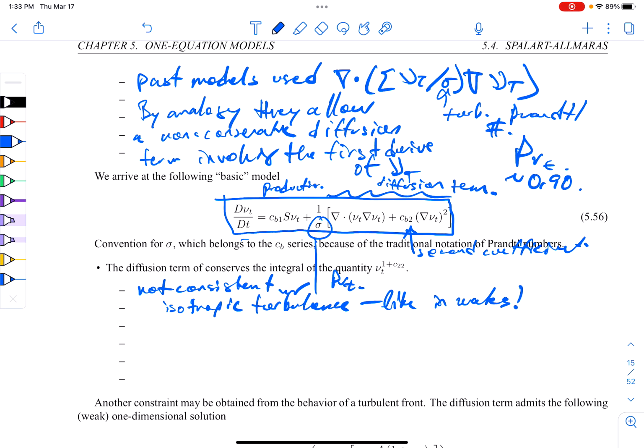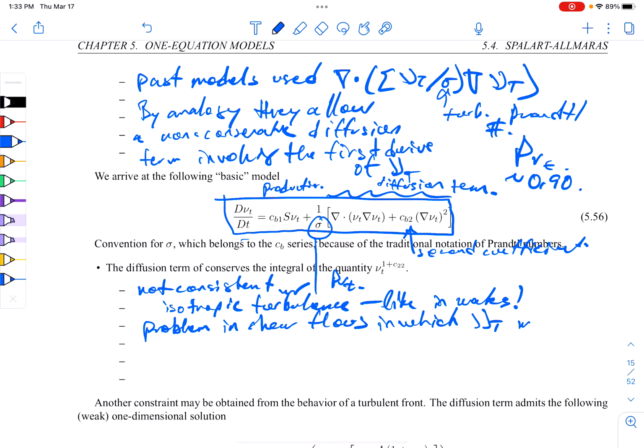And this could be a problem in shear flows in which UT might decrease to negative values, which would be totally unphysical, and so it's not a model you would want to use in general in practice, and so we need to do more things to it to correct this problem.